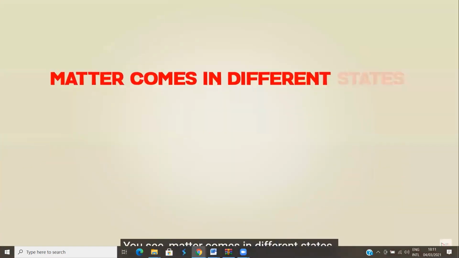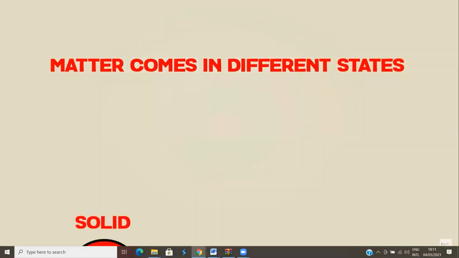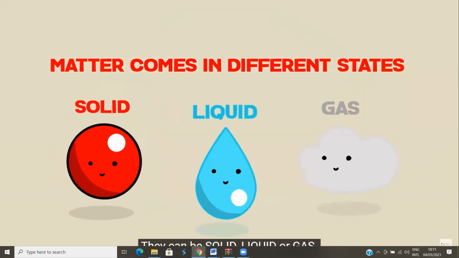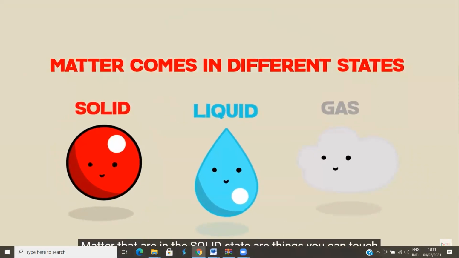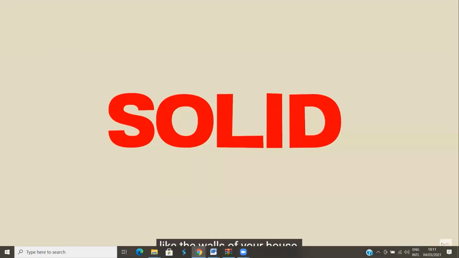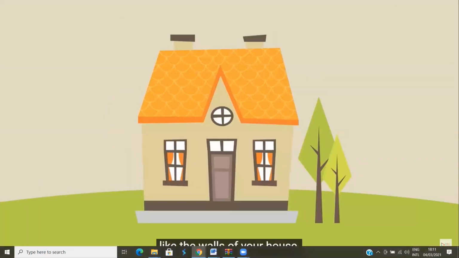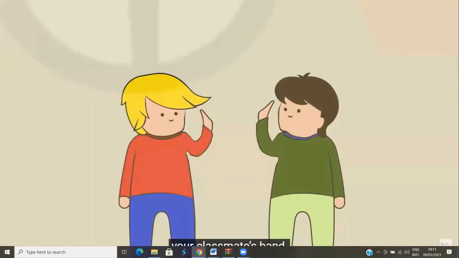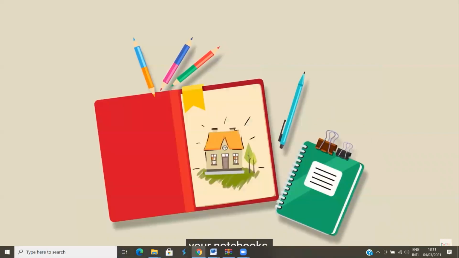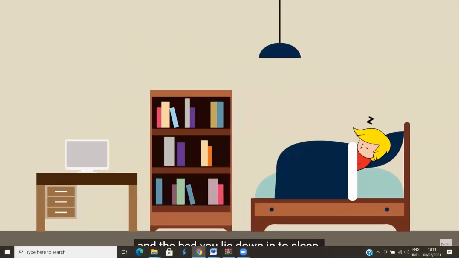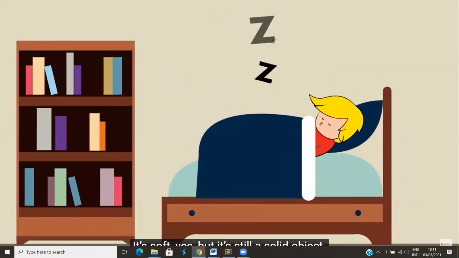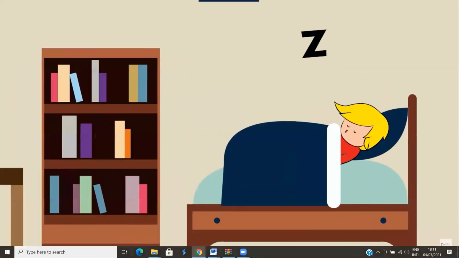You see, matter comes in different states. They can be solid, liquid, or gas. Matter that is in the solid state are things you can touch, like the walls of your house, your classmate's hand, your ball pen, your notebooks, and the bed you lie down in to sleep. It's soft, yes, but it's still a solid object.